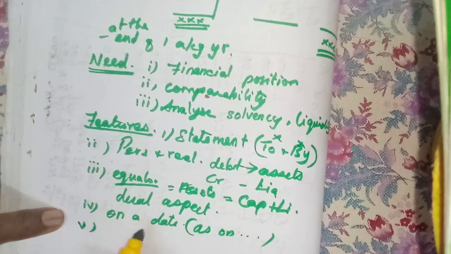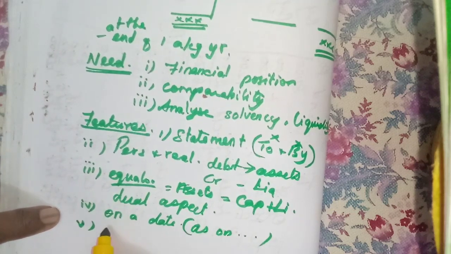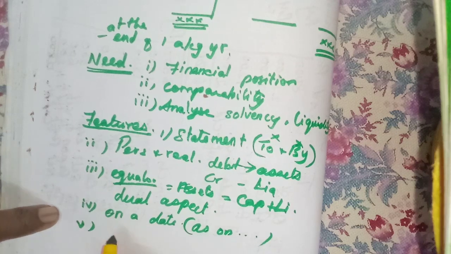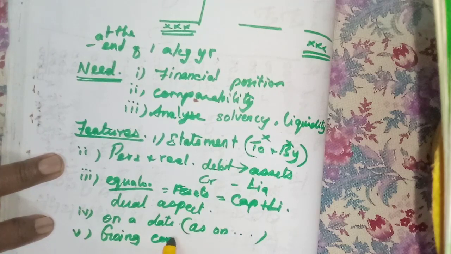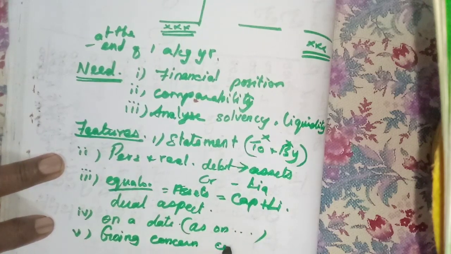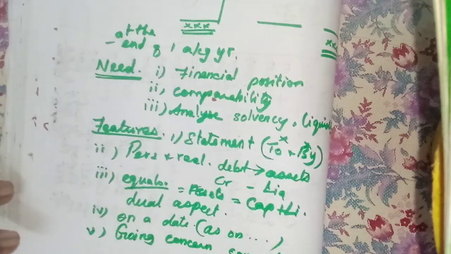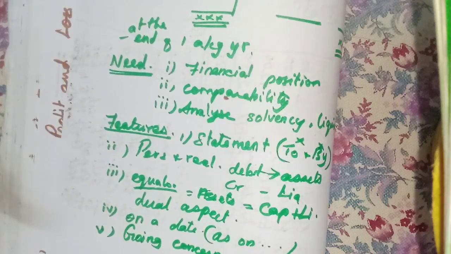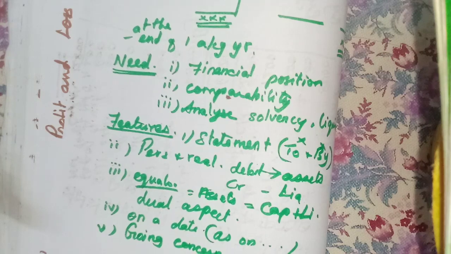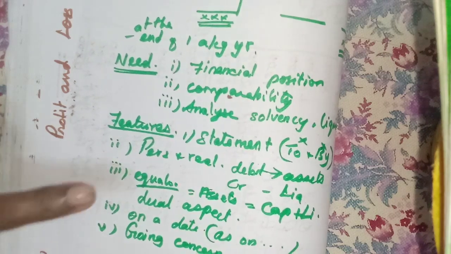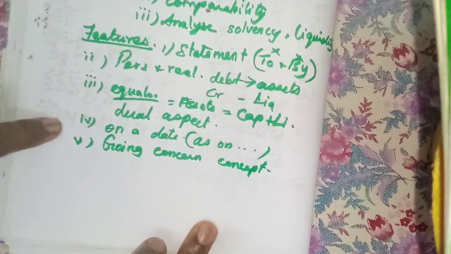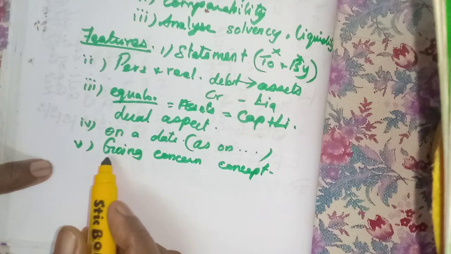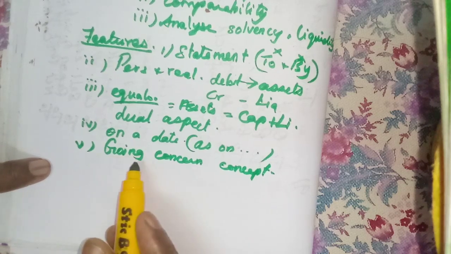Then it shows the financial position of the concern, because it follows the going concern concept. Because of the going concern concept, for the fixed assets we calculate a particular percentage as depreciation, deduct it and show it. In the same way, we deduct some percentage as provision for doubtful debts. That is deducted because of the going concern concept.